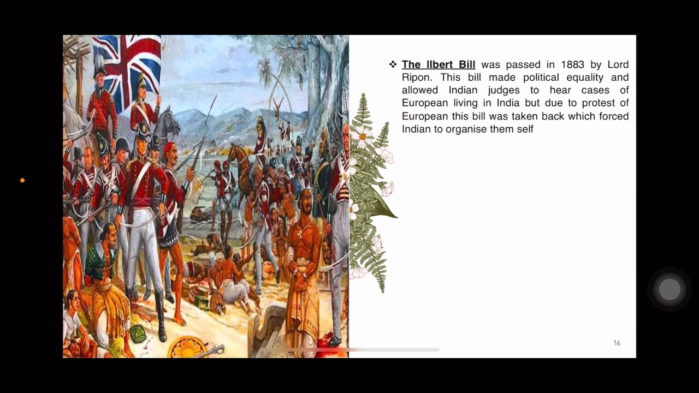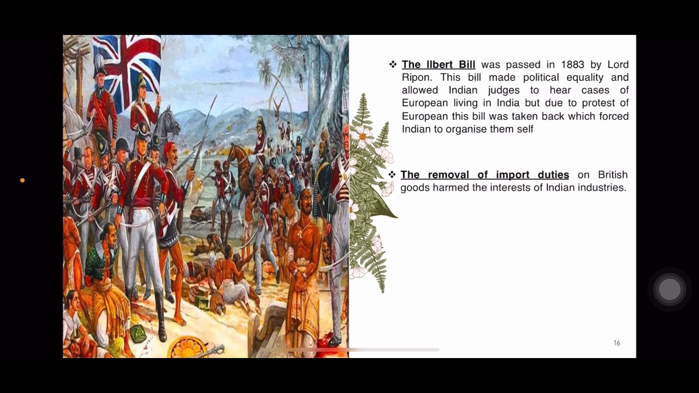The Ilbert Bill. The Ilbert Bill was passed in 1883 by Lord Ripon. This bill made political equality and allowed Indian judges to hear the cases of Europeans living in India. But due to protest of Europeans, this bill was taken back, which forced Indians to organize themselves for the national movement.